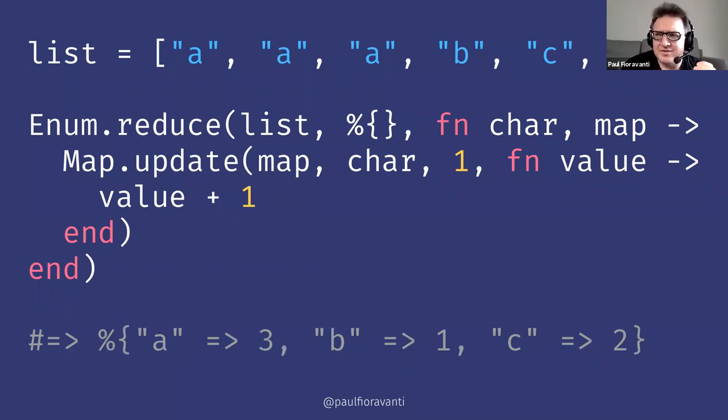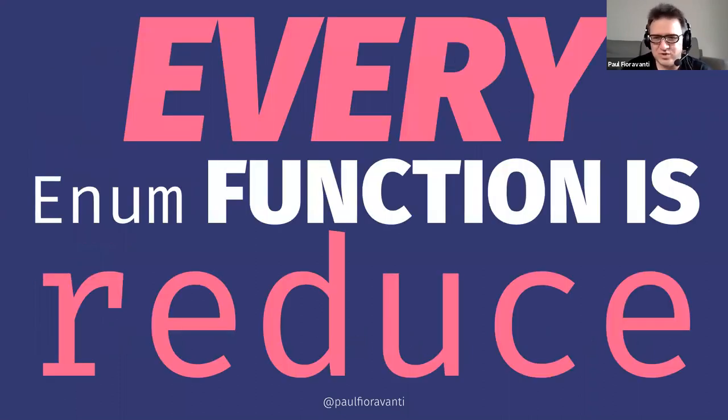But the reason that I'm pushing reduce so hard and that I've made this presentation completely focused around it is not because it's some kind of important computer science concept, but because in Elixir, every function in the Enum module can be expressed as, and ultimately is, a reduce function. So let's trace our way back out of the rabbit hole and see if that is actually the case.